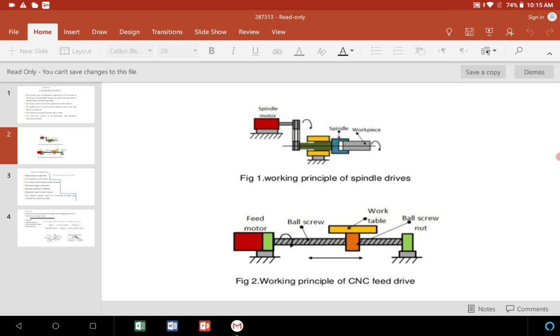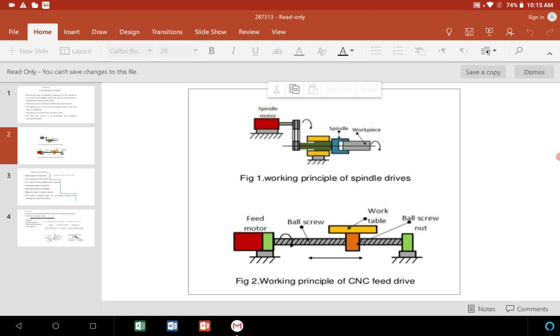Both you can see here. In figure 1, rotary to rotary conversion, the diagram shows the rotary motion of the motor to the rotary motion of the workpiece. In figure 2, you can see the feed drive, where the rotary motion of the motor is transferred into the linear motion of the work table or the slide through the ball screw and nut.